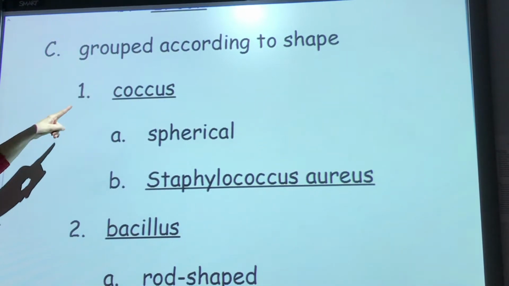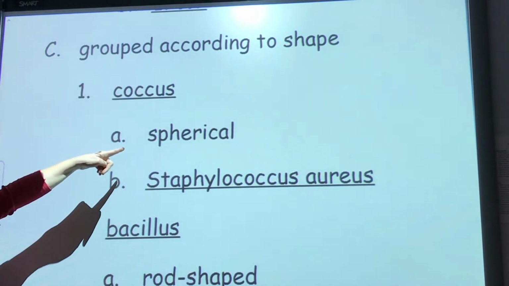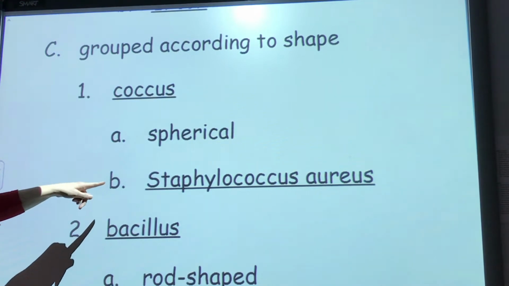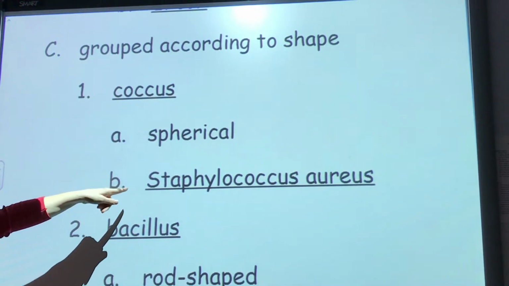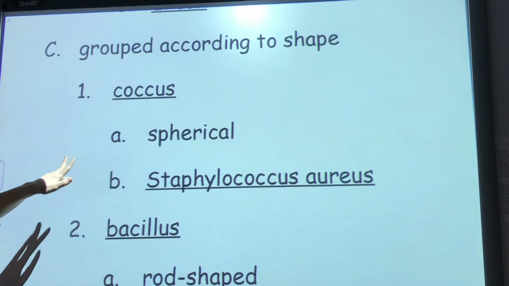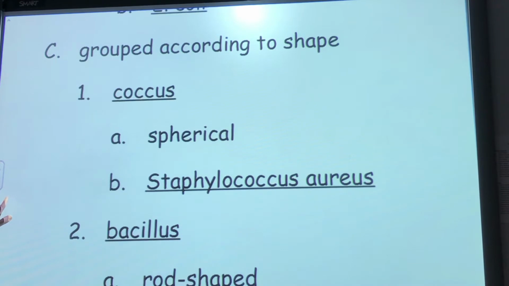Strep throat is a disease that these little guys cause. Coccus bacteria are spherical. It means they're shaped like a ball. Great example is Staphylococcus aureus, very common bacteria living on your skin right now. But if it goes crazy on you, it's the stuff that can turn into flesh-eating bacteria. So it's very common, but it can also be pretty nasty. All right, coccus are spherical.